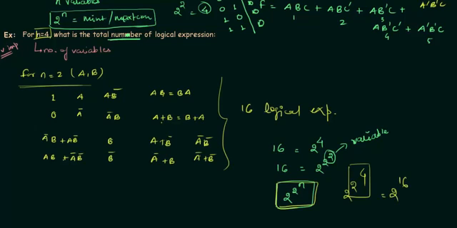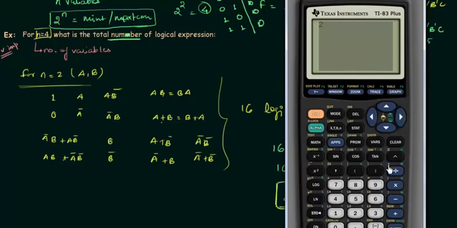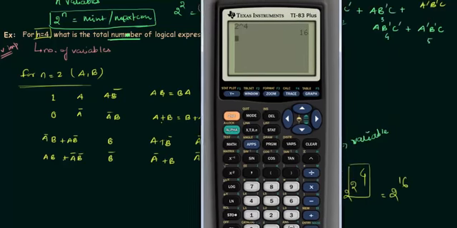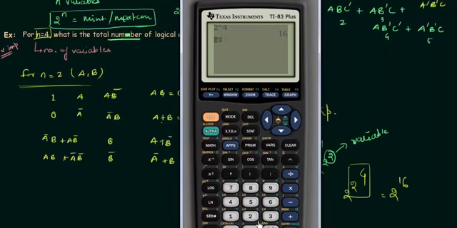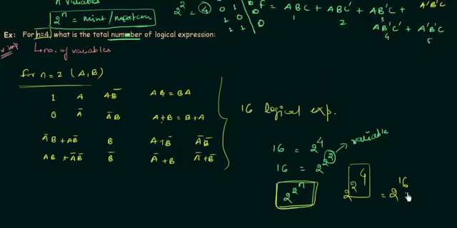I will use my calculator for this purpose. 2 to the power 4 is 16, and we want 2 to the power 16. So 2 to the power 16 gives 65536, and this is the answer. Now you can see it is nearly impossible to write down 65,536 logical expressions for 4 variables. So you can remember this formula and directly have your answer.